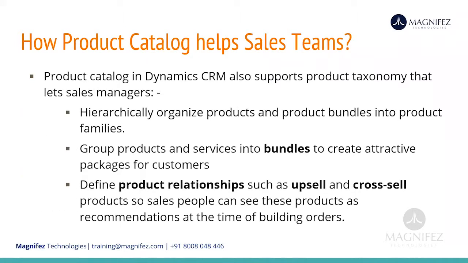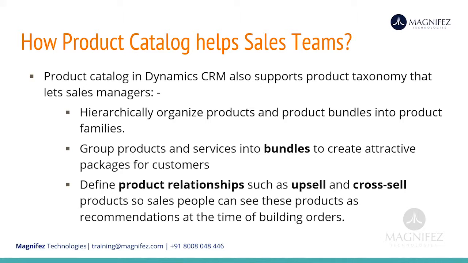So how can the product catalog help your sales team? You can hierarchically organize your products and product bundles, and also you can bundle products into product families. You can group products and services into bundles as well as families, and then you can make it attractive for the customers. You can also define product relationships, like we can create accessories for a product. So once I add a product to the opportunity, yesterday we have seen that we added some products to the opportunity product list. At that point in time, we will get some suggestion link at the right hand side. That means one product gets suggestions of other products. So we can sell better.